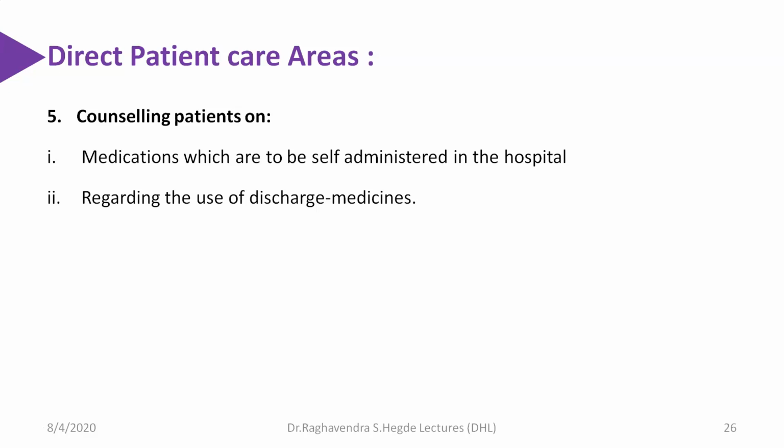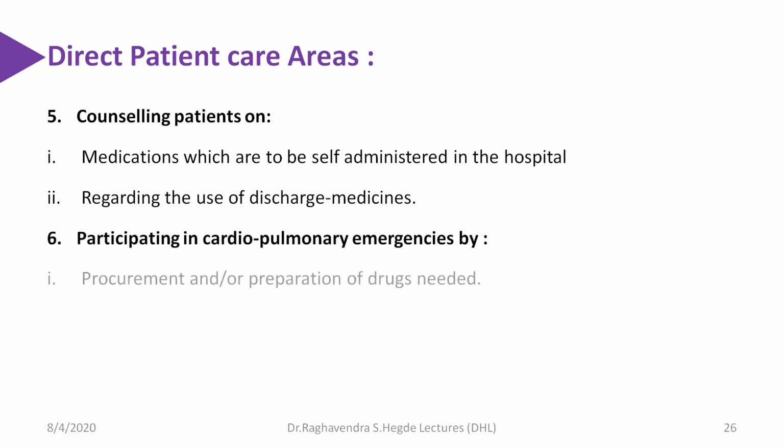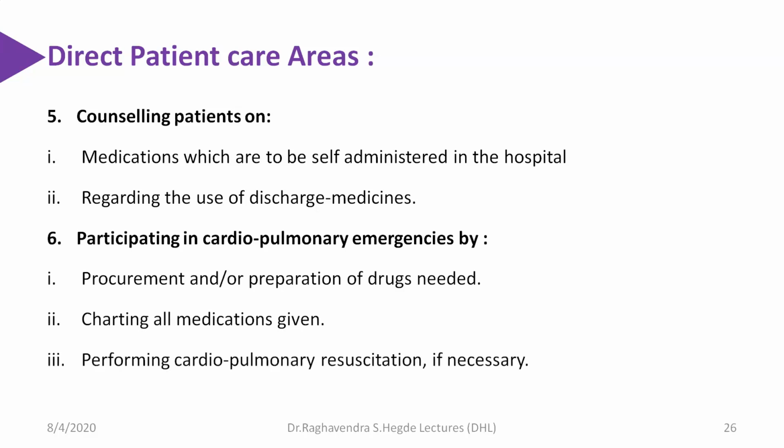Now, the pharmacist is the person who will tell how to use the medicines after hospital discharge, how they have to be used. Conversion from IV to oral dosage will be there. So he has to tell the patients, remove their ambiguity and clarify all the doubts of the patient regarding the use of the drugs. Participating in cardiopulmonary emergencies by procurement and preparation of drugs needed, charting all the medications given, listing all the medications given, and performing cardiopulmonary resuscitation if necessary.